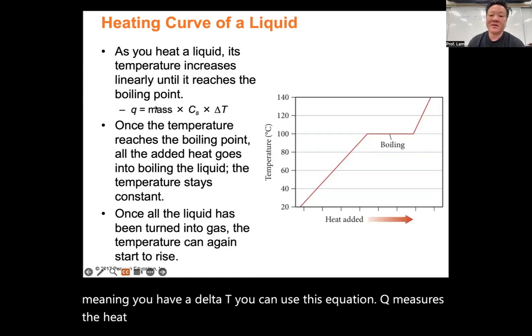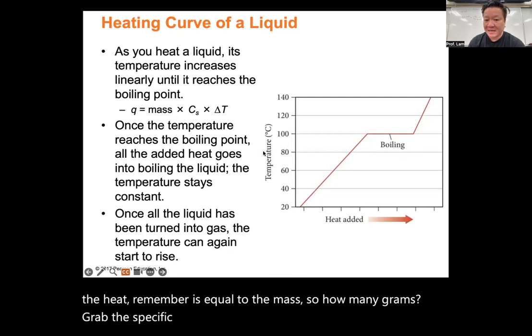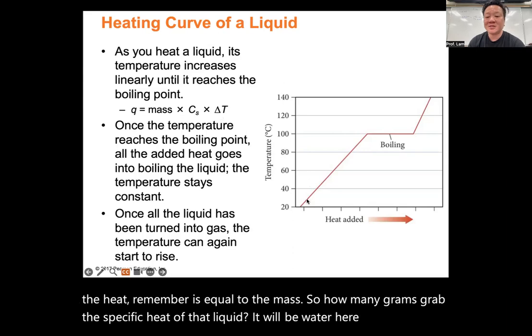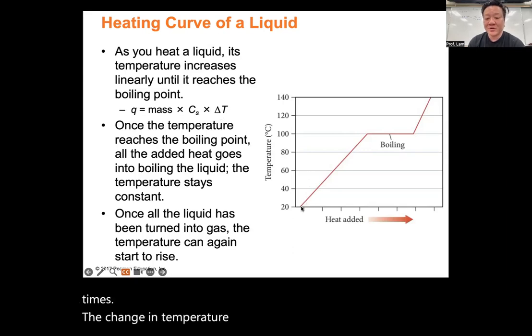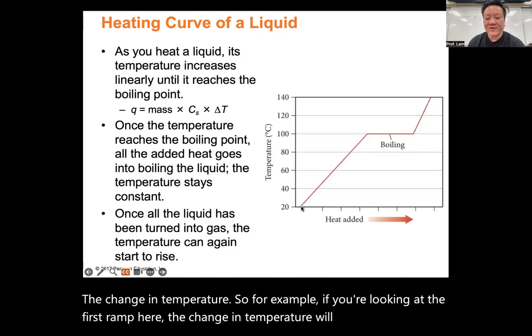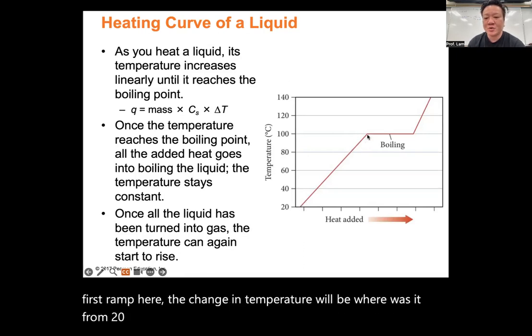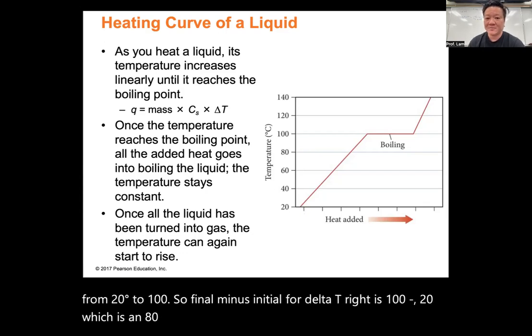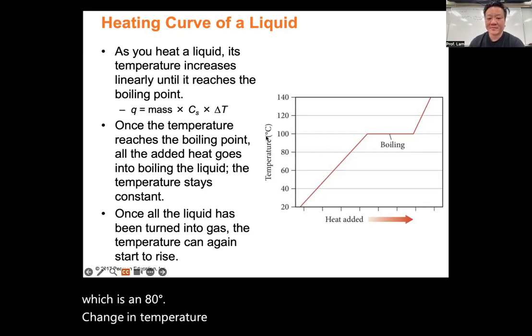Is equal to the mass, so how many grams? Grab the specific heat of that liquid. It'll be water here, right? Then times the change in temperature. So for example, if you're looking at the first ramp here, the change in temperature will be, where was it from? From 20 degrees to 100. So final minus initial for delta T, right, is 100 minus 20, which is an 80-degree change in temperature, right? That's how you do it.